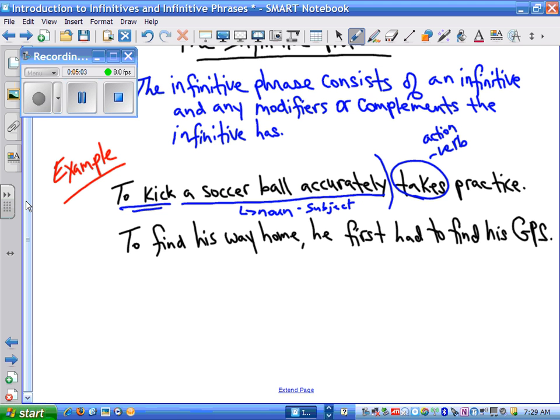So here we have our infinitive, to find. We're looking for the end of that phrase, and there it is. We're going to put a comma there. To find his way home, he first had to find his GPS. So we've put a comma at the end of that infinitive phrase. When a phrase begins a sentence, earlier we saw this with the participial phrase. Here we're finding it again with the infinitive phrase. Put a comma at the end of that phrase, and life will be happy for you.